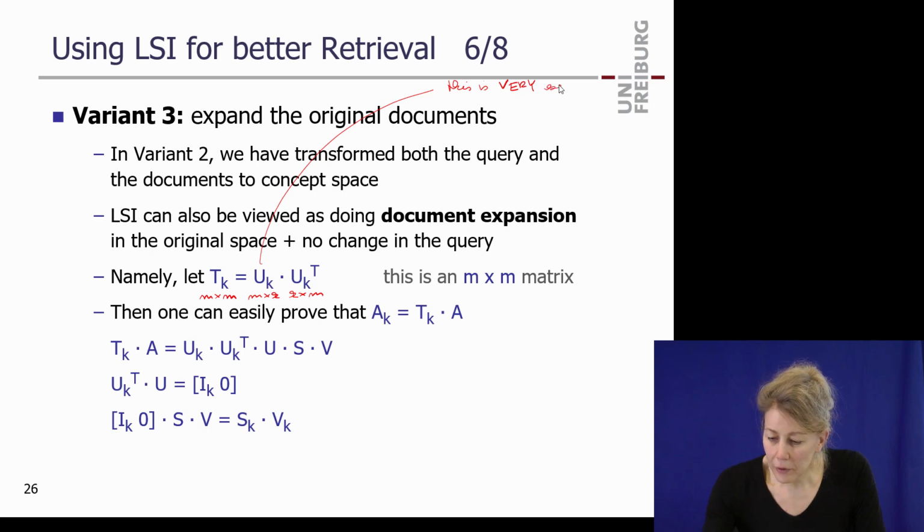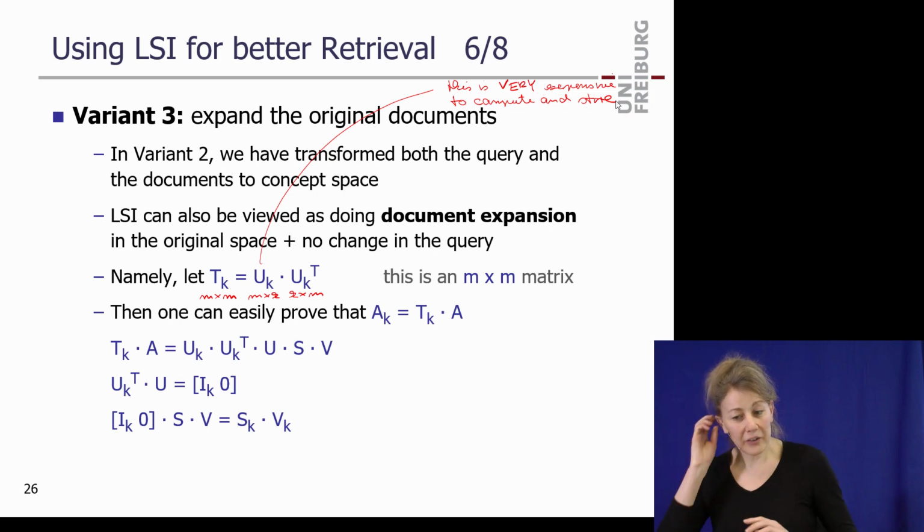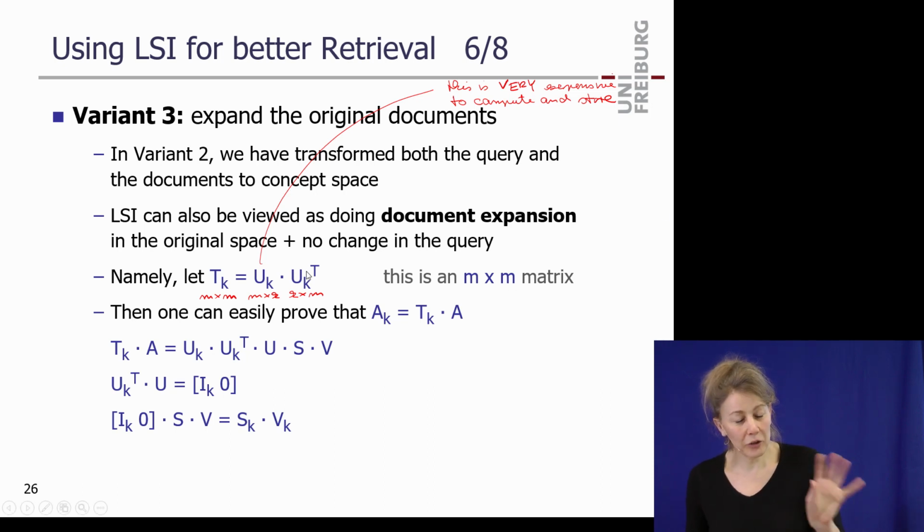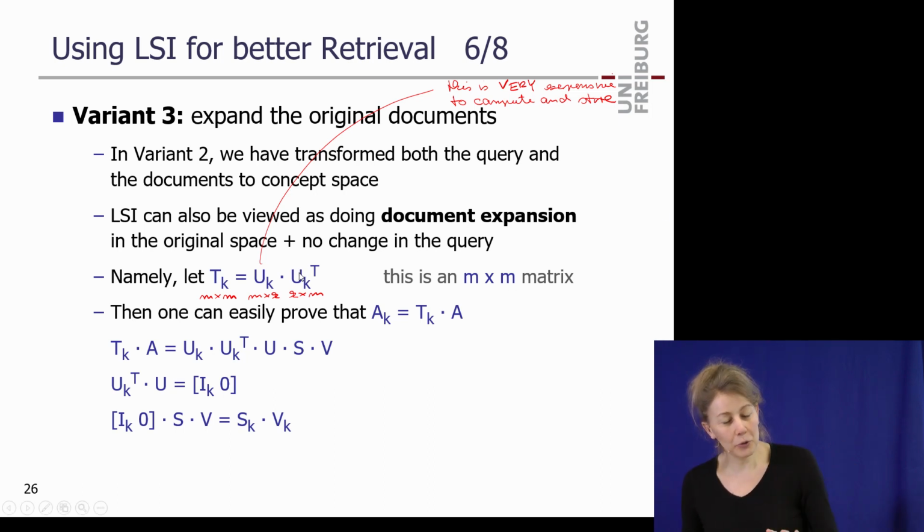Very expensive to compute and store. Yeah, and this is again great to understand it. You would never do this. You would not actually compute this thing and then multiply this here and actually do it.